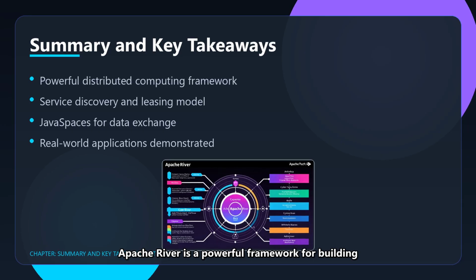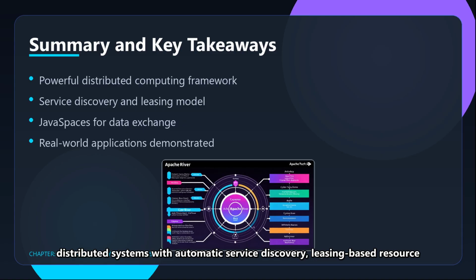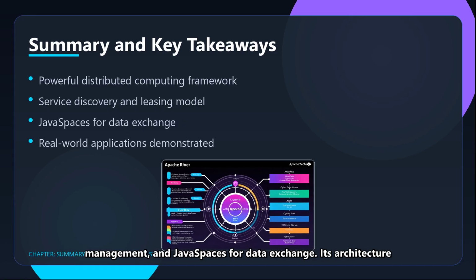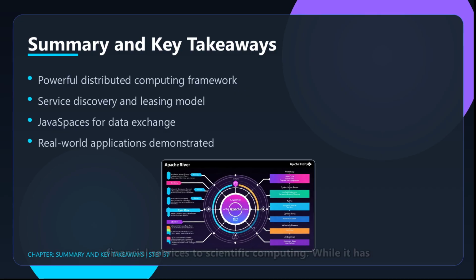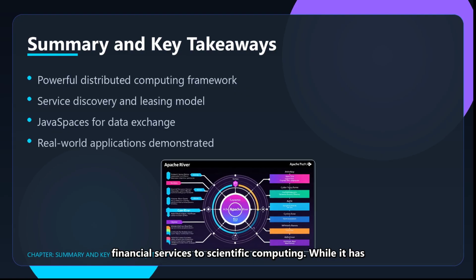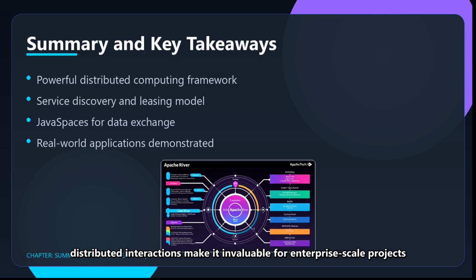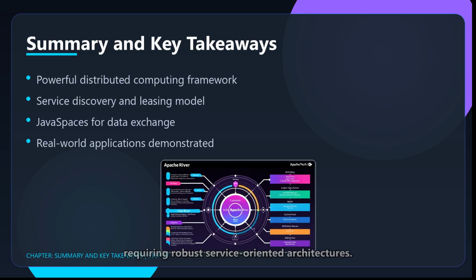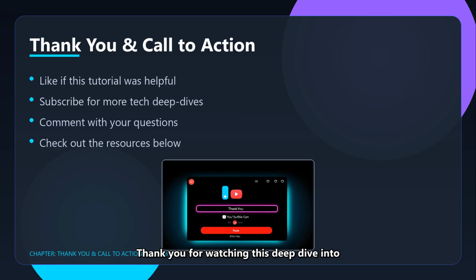Apache River is a powerful framework for building distributed systems with automatic service discovery, leasing-based resource management, and JavaSpaces for data exchange. Its architecture enables scalable, fault-tolerant applications across various domains from financial services to scientific computing. While it has a learning curve, its capabilities for managing complex distributed interactions make it invaluable for enterprise-scale projects requiring robust service-oriented architectures.